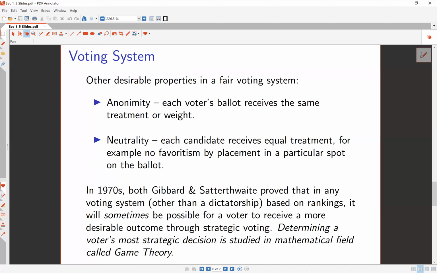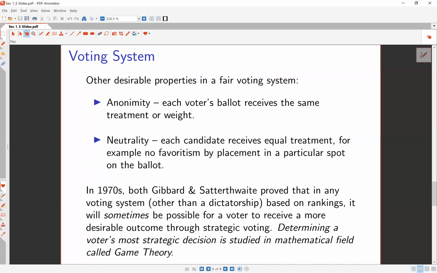One of them is anonymity, meaning each voter's ballot receives the same treatment or weight. No one's ballot is treated more importantly than anyone else's ballot. And secondly, neutrality, which means each candidate receives equal treatment. So no one's placed in a preferred spot on the ballot.